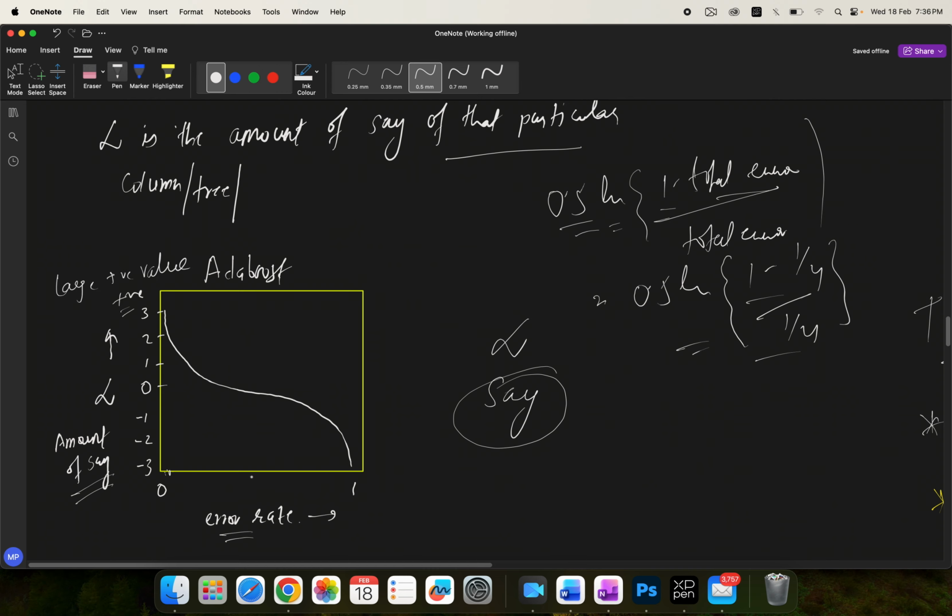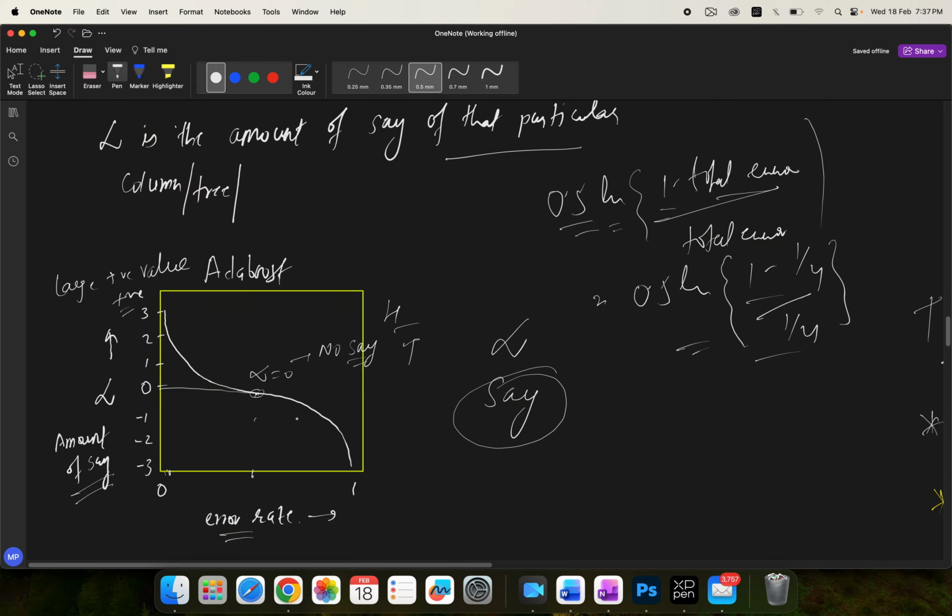Okay, if the error rate is 0.5, you can see somewhere in the middle. So if the error rate is 0.5, it means that it is not sure of the decision, right? So you can see here alpha is 0. So this weak learner will have no say or significance in the final model. It cannot find out whether I'll go with head or I'll go with tail, because it's a binary classification. So it cannot say whether it will be true or false.